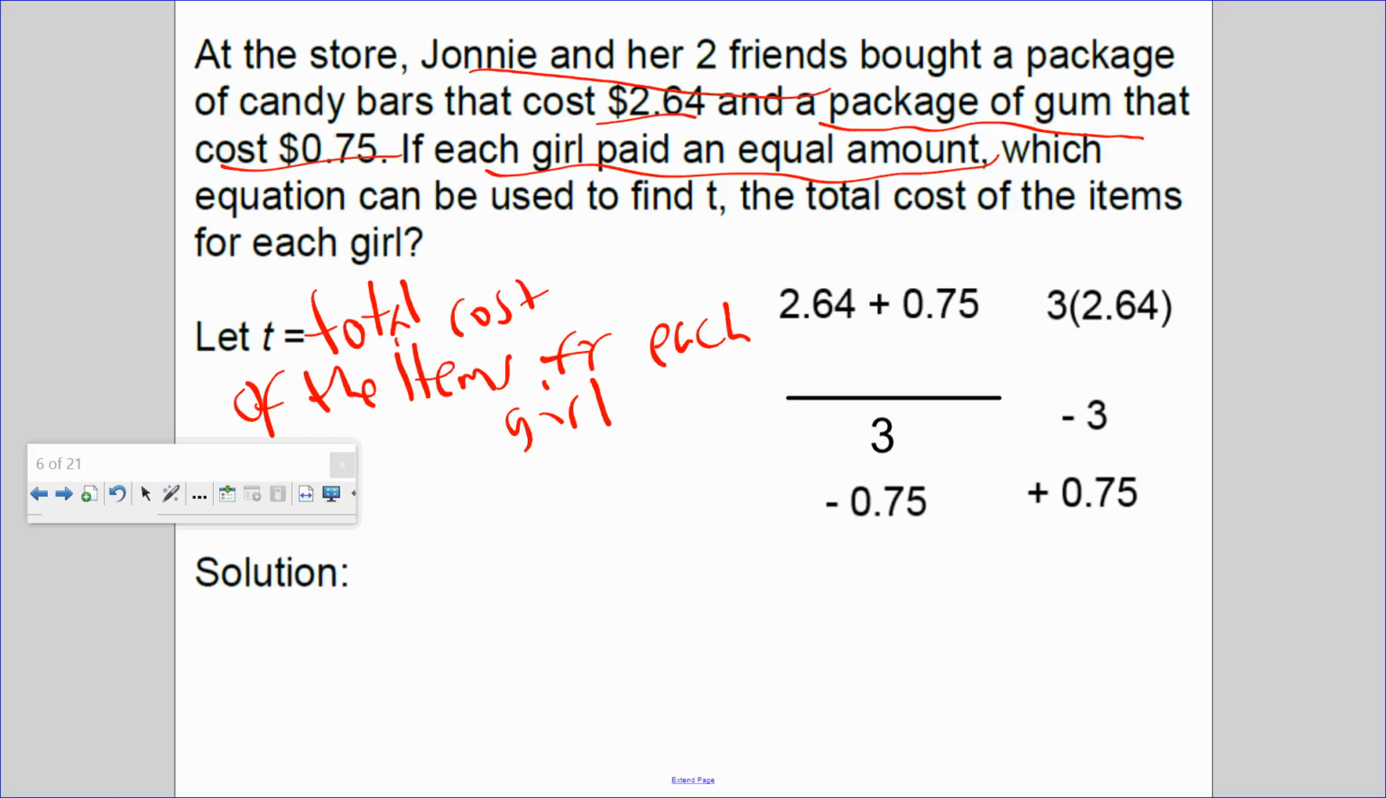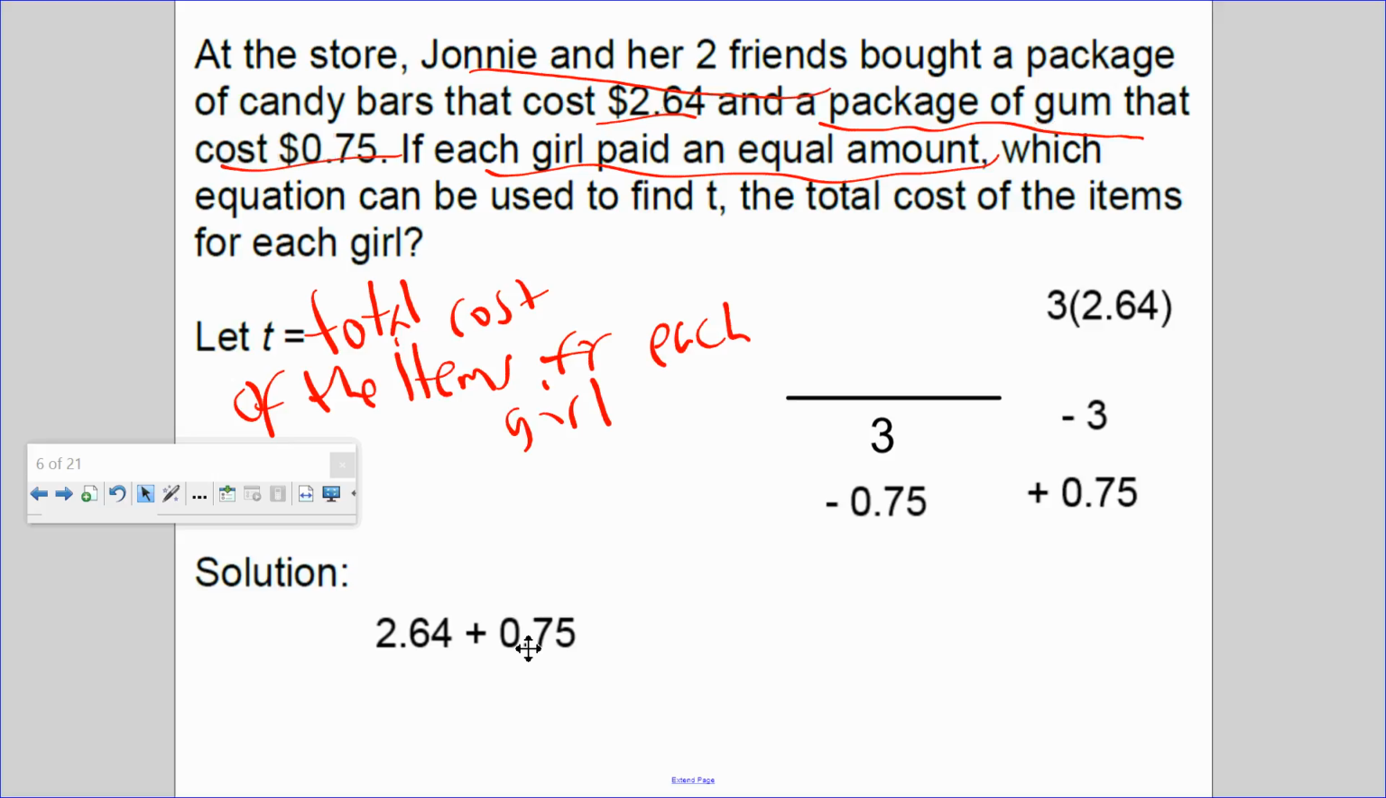So Johnny and her two friends bought a package. That's only one package of candy bar and a package of gum. I think it's going to be this one. They want to pay an equal amount. So they're splitting the cost.